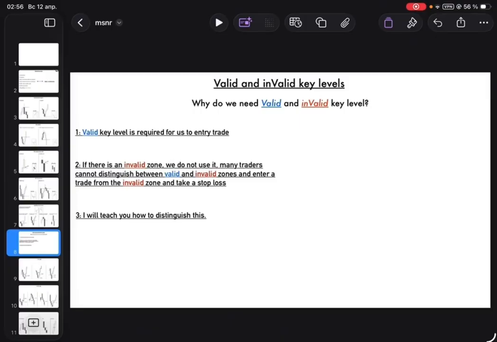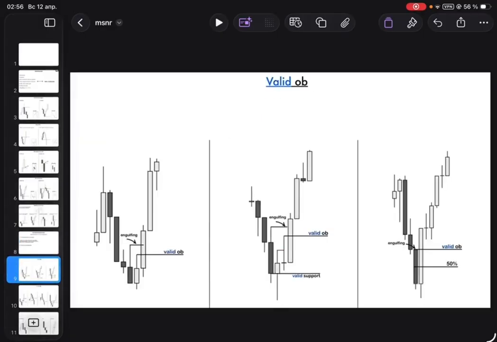Many traders cannot tell the difference between invalid and valid zones at all, and end up entering trades directly from resistance or support levels, or from other zones. If that zone becomes invalidated, they will most likely end up hitting their stop loss. In this topic, we are going to learn how to distinguish between valid and invalid zones.